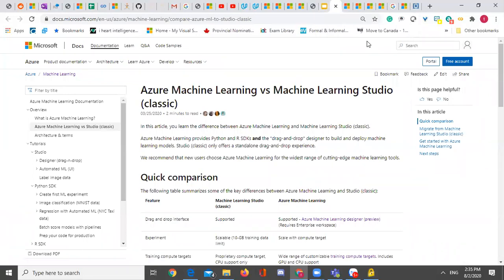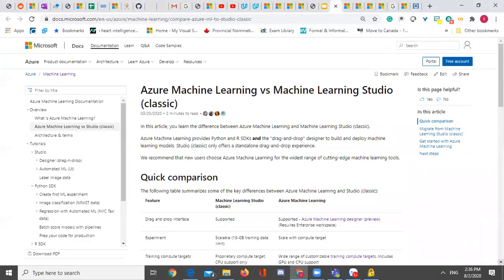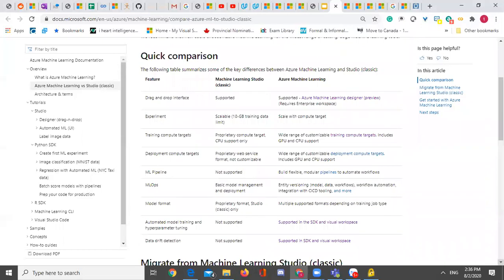So Azure renamed their service. Before there was Machine Learning Studio, the classic one, and now they changed it to Azure Machine Learning, which includes Machine Learning Studio and other services as well. And the main difference is here. I highlighted it here, it's a little bit small, so you can go in here. Basically, Machine Learning Studio is proprietary, so you cannot change or configure it, while with Azure Machine Learning you can change it, configure it, and have GPU support.